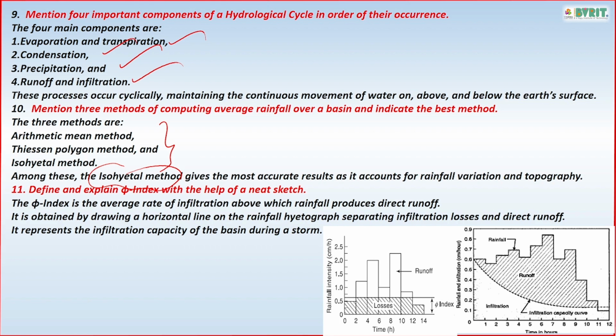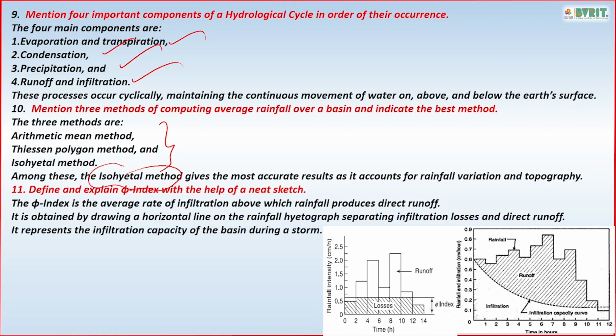If you take time on the x-axis and rainfall intensity on the y-axis, you get bar charts which we call the rainfall hyetograph. In that, you draw a horizontal line, which indicates the phi index. Below that line is the average rate of infiltration, and above that line the rainfall volume is equal to the runoff volume.